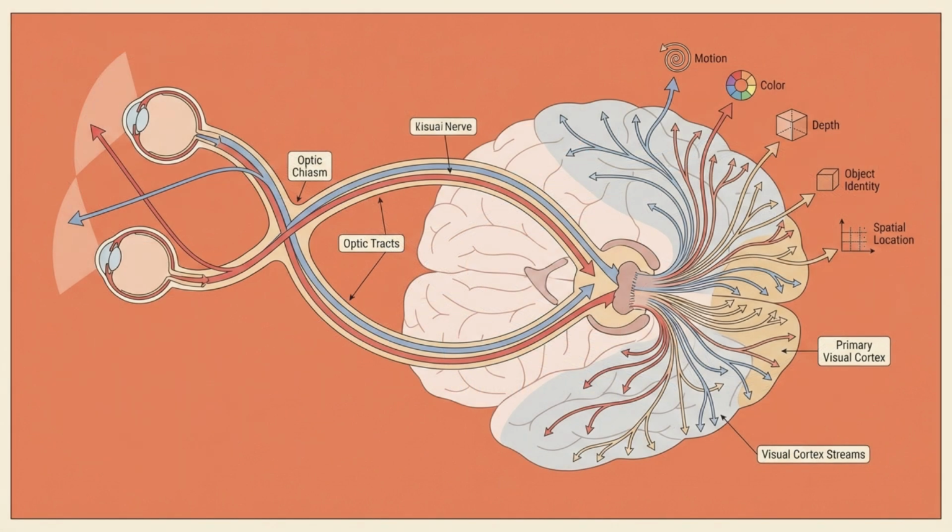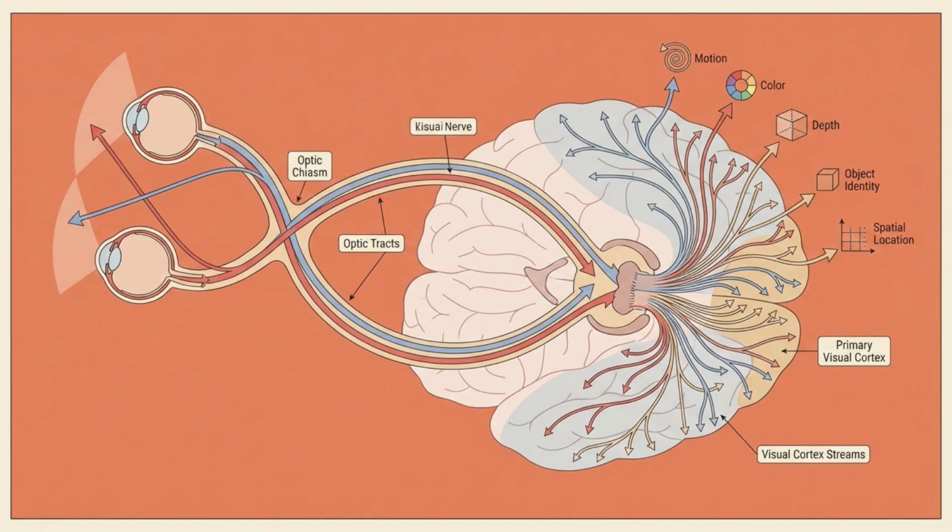This partial crossing means that visual information from the left visual field of both eyes is processed by the right hemisphere of the brain, and vice versa. The optic radiation then carries signals to the primary visual cortex at the back of the head in the occipital lobe, where the first stages of higher visual processing occur.